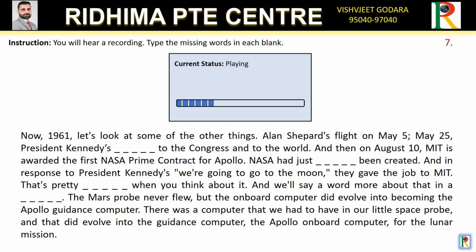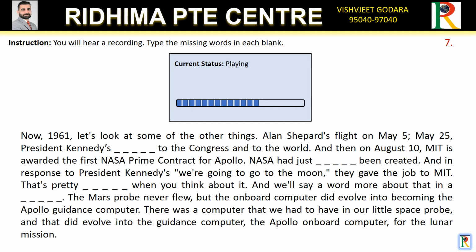NASA had just barely been created, and in response to President Kennedy's "we're going to go to the moon," they gave the job to MIT. That's pretty amazing when you think about it. We'll say a little bit more about that in a minute.